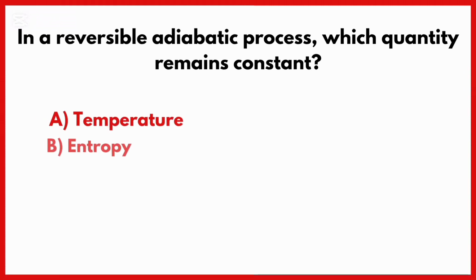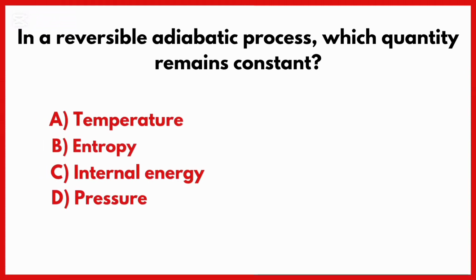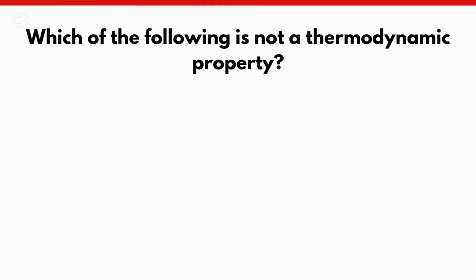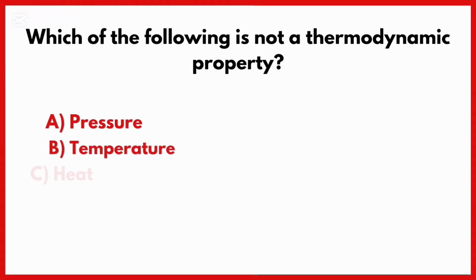In a reversible adiabatic process, which quantity remains constant? Correct answer is option B, entropy. Which of the following is not a thermodynamic property? Correct answer is option C, heat.